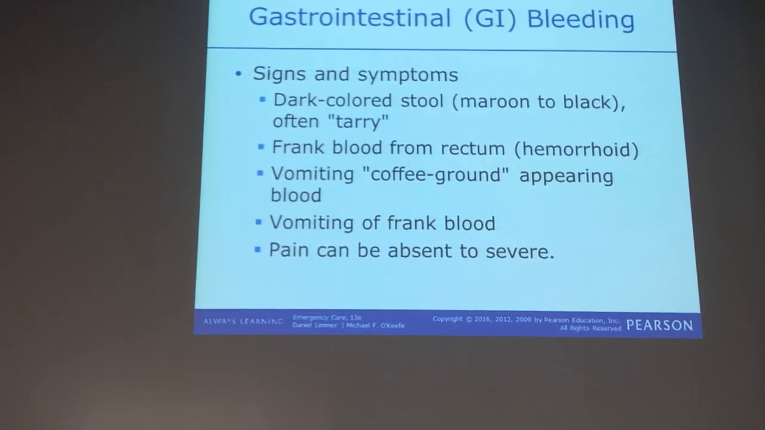Dark colored stool, often described as tarry stool, a lot of times will be seen, or frank blood from the rectum is typically a hemorrhoid. Vomiting coffee ground appearing blood is typically an upper GI bleed. Pain can be absent to severe.